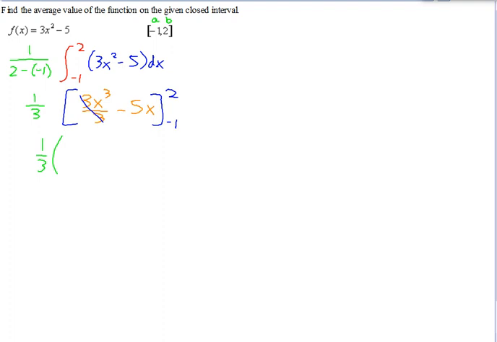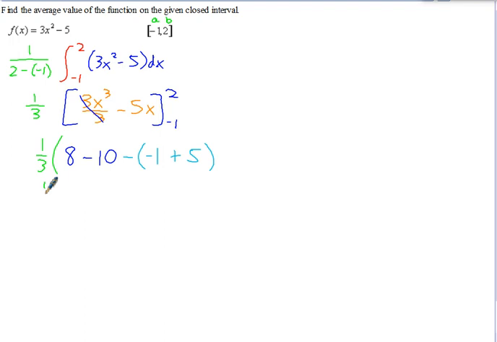And then when you substitute in 2, 2 cubed gives you 8. And then 2 times -5, -10. And then minus, when you substitute -1 cubed, it's -1. And then -1 times -5 is +5.